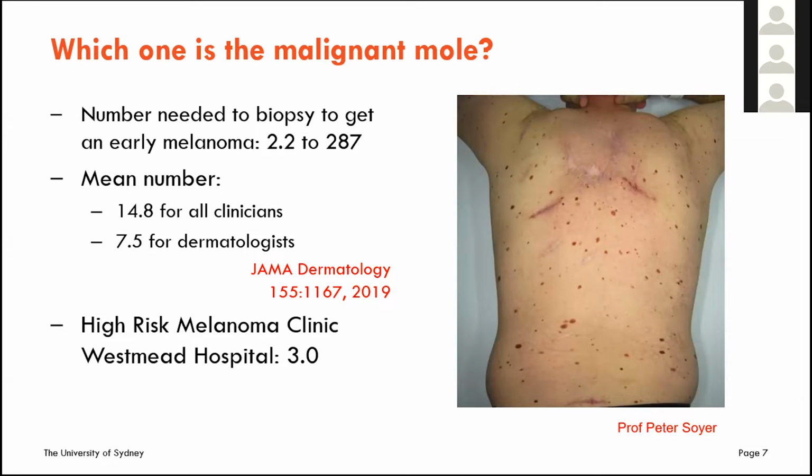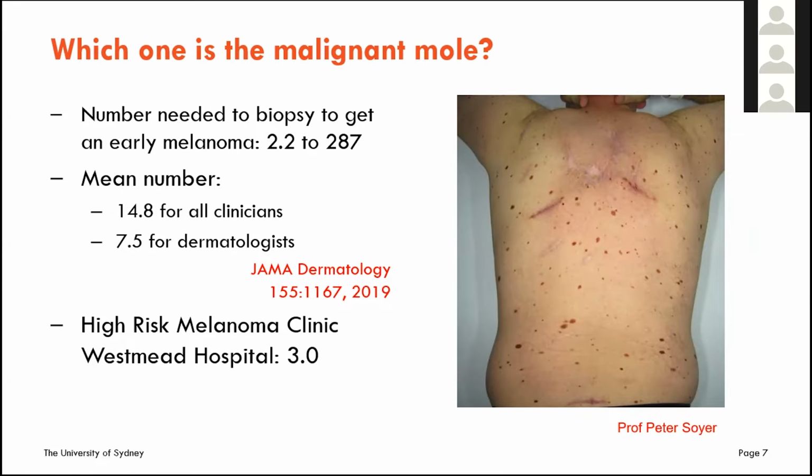You've got a photo on the right of this man with multiple scars, multiple moles. We know that doctors, when they need to remove things, need to remove between 3 and 287 to find the melanoma. Well, it's not that bad. I don't know who published that one. That was in a recent review. The average or the mean number for most clinicians will be around 15. So we remove 15 things to find one that really needed to be removed.